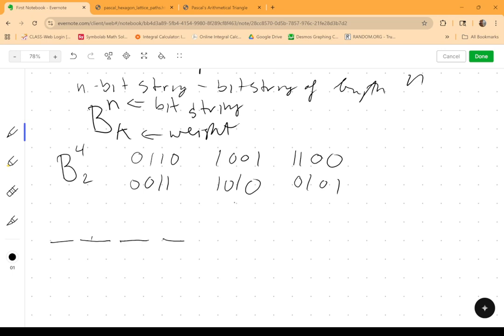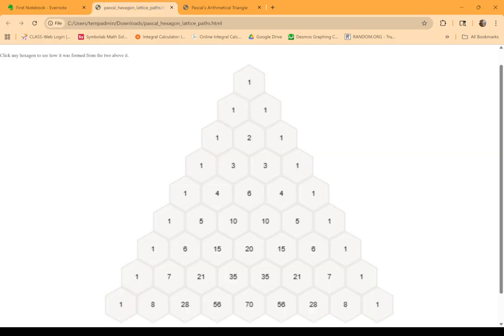So what does it come down to? If there's 4 slots, how can I choose 2 of them? I can look at my triangle and go to the 4th row. Remember, we start at 0: 0, 1, 2, 3, 4. And then we go to the second entry, again always starting at 0: 0, 1, 2. And we see that 6 right there.